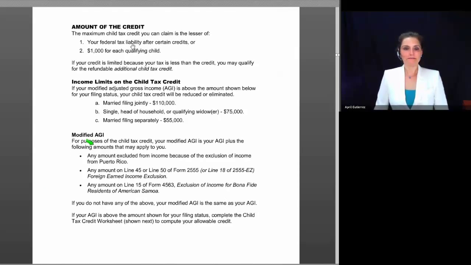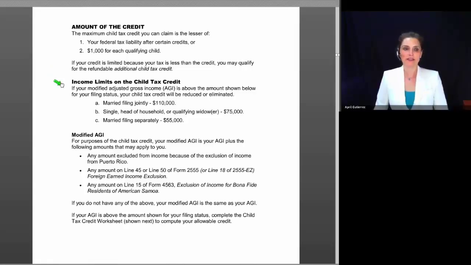The amount of the credit. The maximum amount of child tax credit you can claim is the lesser of your federal tax liability after certain credits, or $1,000 for each qualifying child. If your credit is limited because your tax is less than the credit, you may qualify for the refundable additional child tax credit.